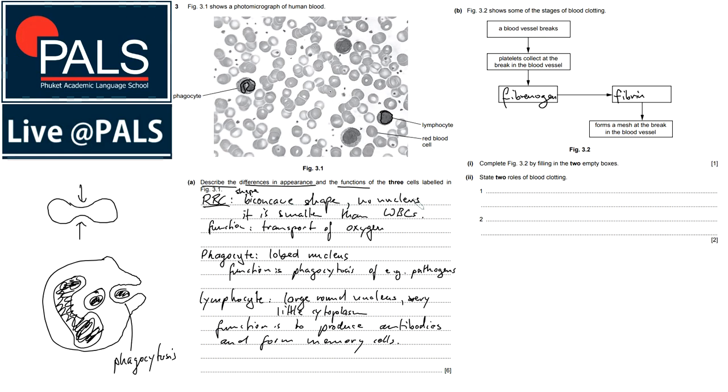State two roles of blood clotting. So the blood clot obviously prevents blood loss so that we don't bleed out, and it as well prevents entry of pathogens into the body.